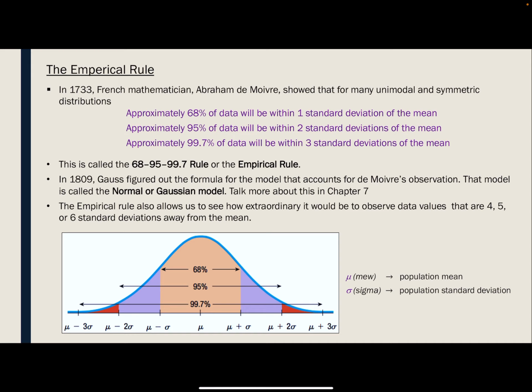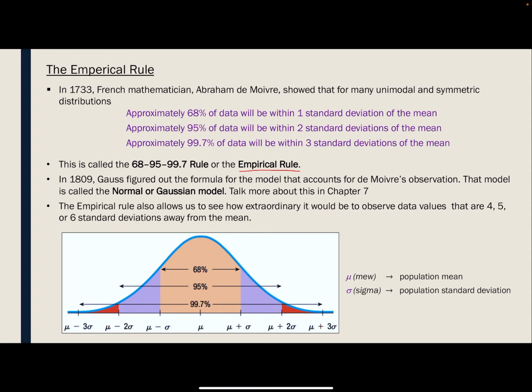Well, there's a famous mathematician in 1733 named Abraham de Moivre that showed that for many of these distributions, about 68% of the data is within one standard deviation of the mean, 95% of the data is within two standard deviations of the mean, and 99.7% of the data is within three standard deviations of the mean. We call this the empirical rule.